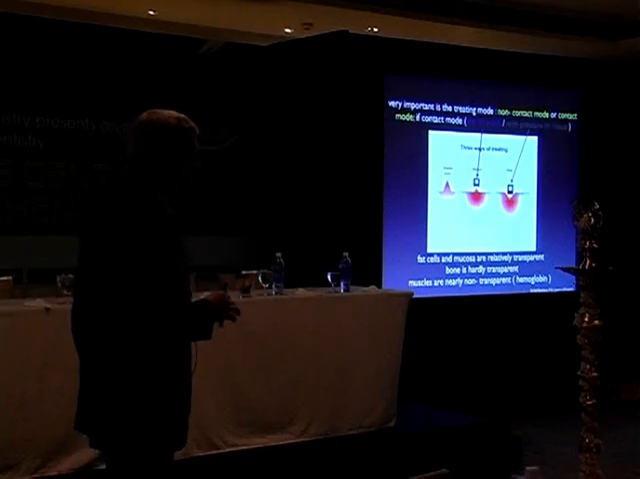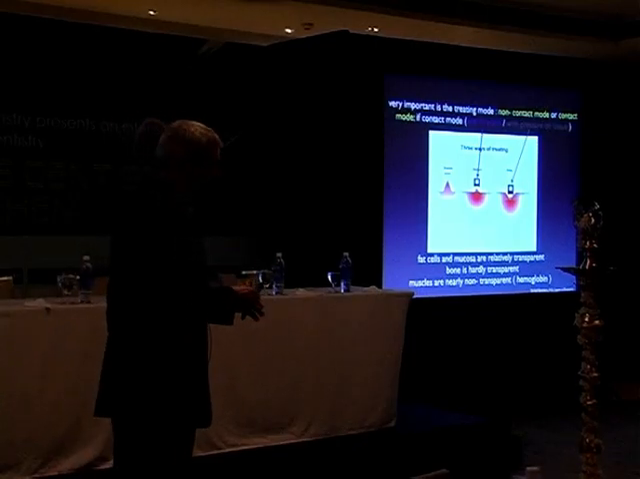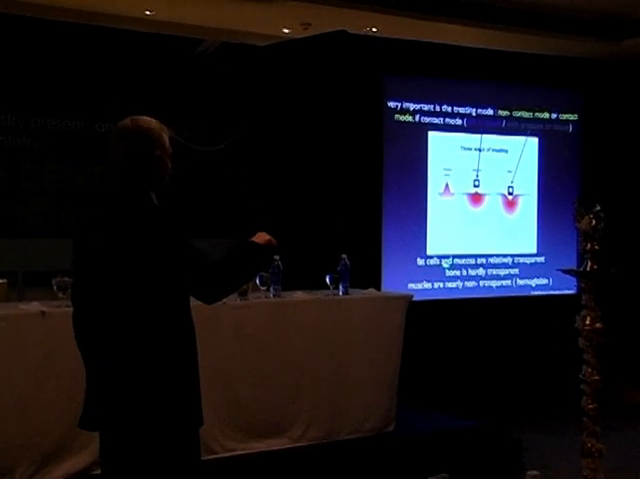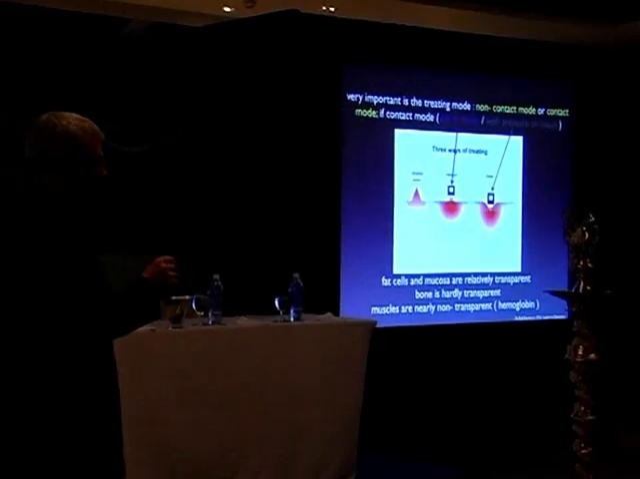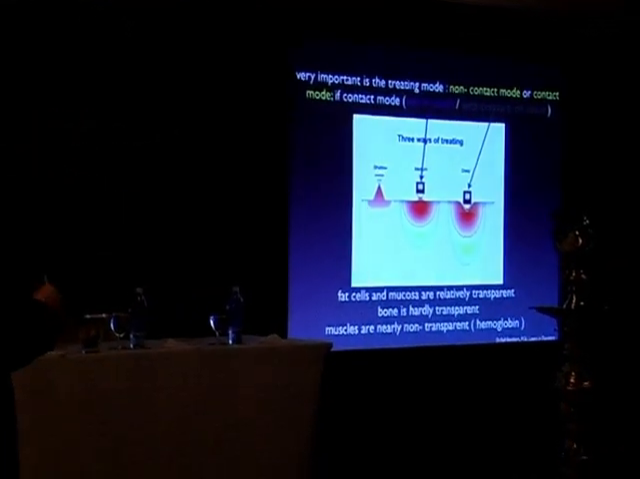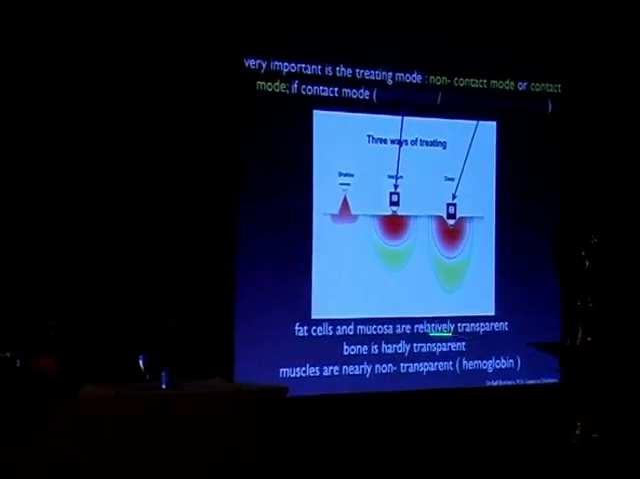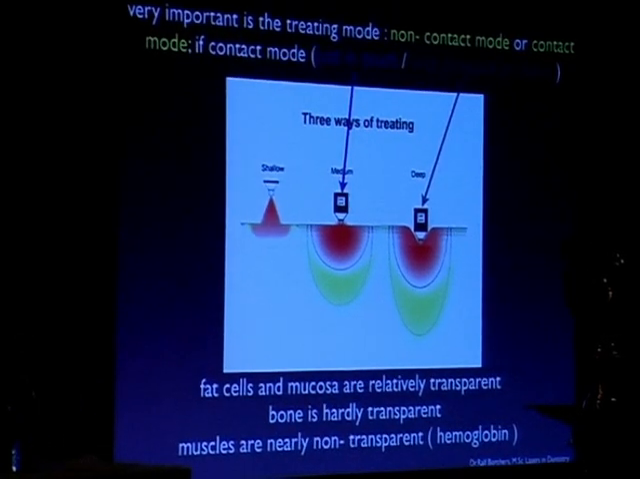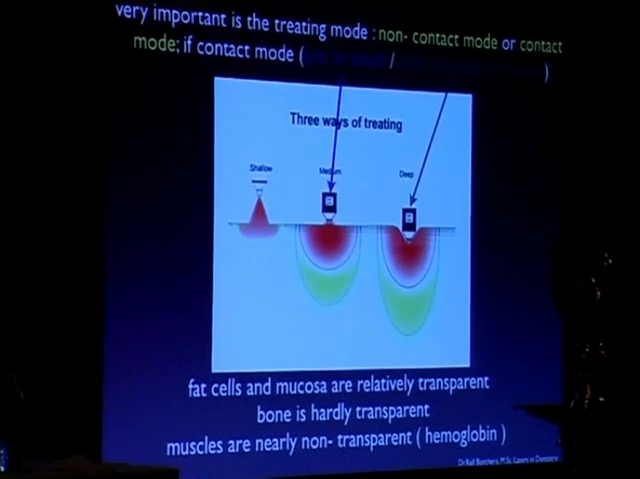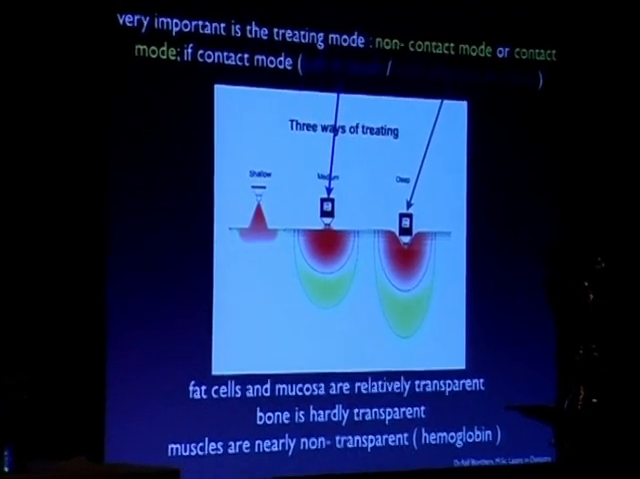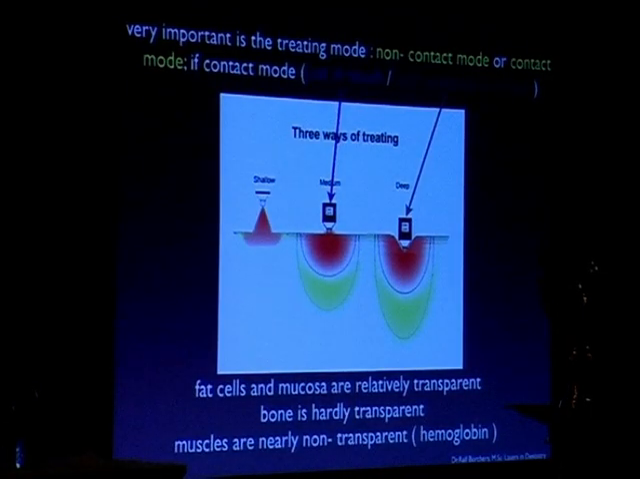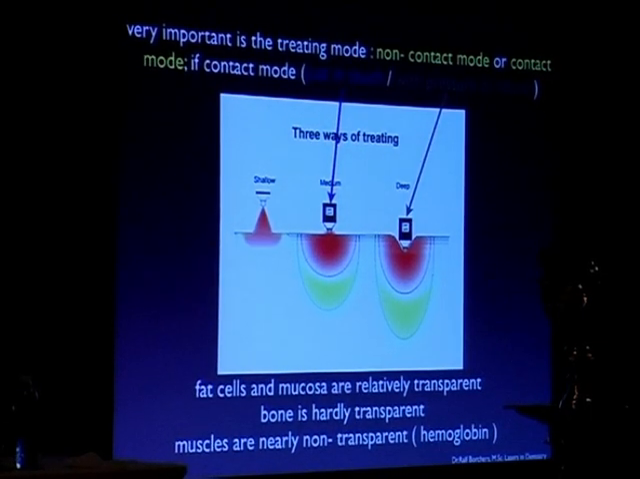And you have to think about the tissues you are treating, because if you are irradiating fat and mucosa, they are relatively transparent, so you can reach deeper regions. If you are irradiating bone, that's hardly transparent, so there will be no deep transmission of the radiation. And muscles are nearly not transparent because of the large amount of hemoglobin and melanin.